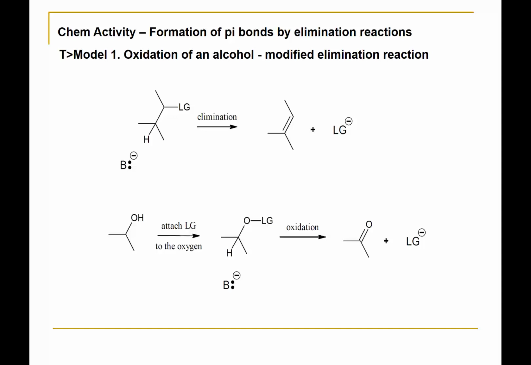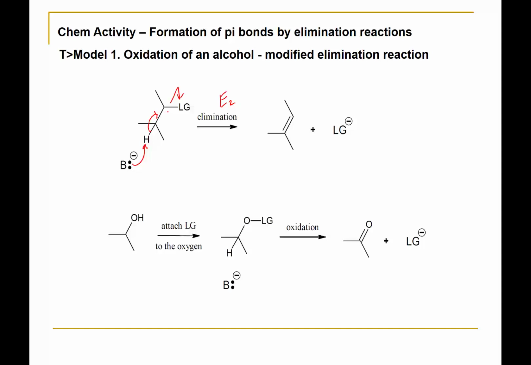Recently, we've been looking at elimination reactions, and of course, in a single-step elimination reaction, a base will pick up a proton. The electrons that are making the bond between the hydrogen and the carbon will then be used to make a pi bond, and a leaving group leaves. This, of course, is known as the E2 elimination reaction.